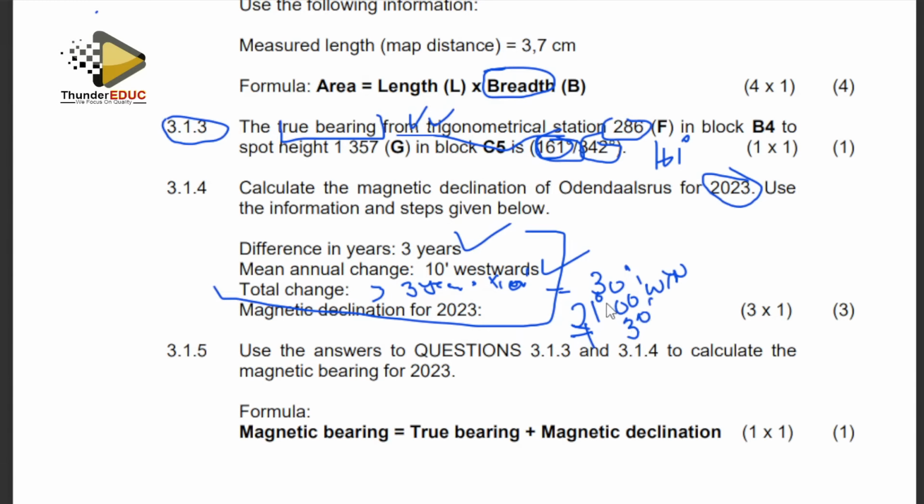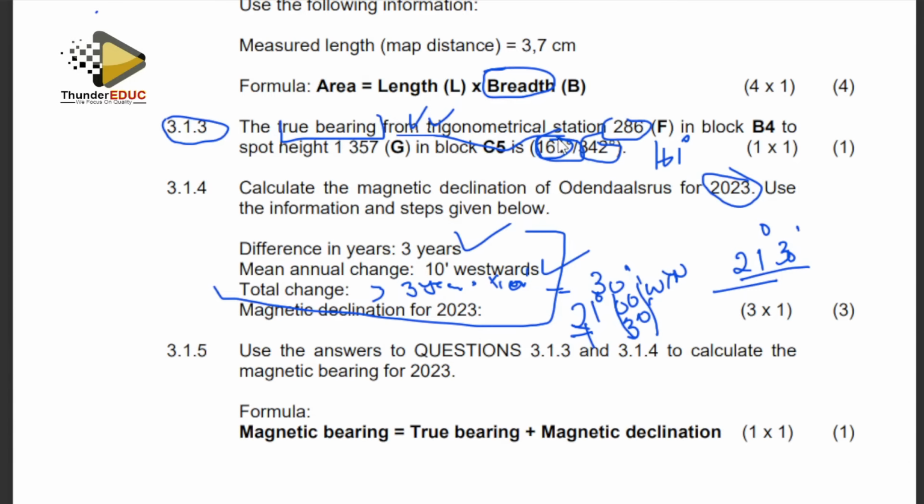So we add here. Please take note of this, learners. We add this the way it is. 00 plus 30, so you get 30 minutes. And here you just write 21. If you're prone to forgetting, you can use your calculator and get the answer right. Okay? So that is all that you needed to do.